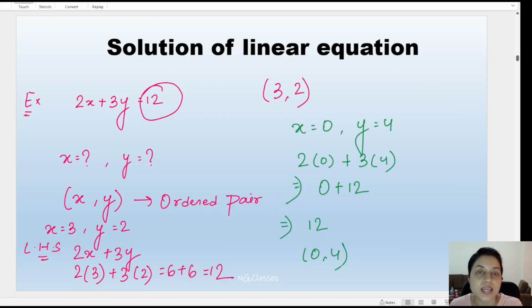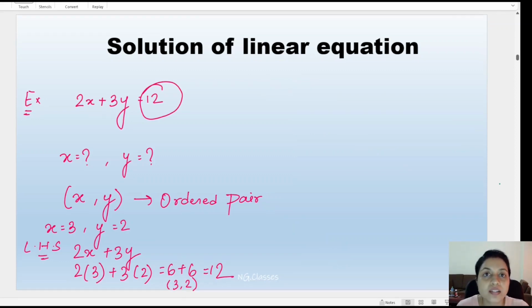So we can say that a linear equation in two variables has infinitely many solutions. There will be a lot of points, or a lot of ordered pairs, which will satisfy our equation. And also there will be some points which will not satisfy our equation. That's okay, those are not the solutions of the given equation. But the point which will satisfy the equation is the solution of this equation.